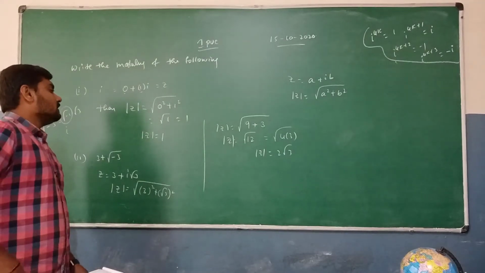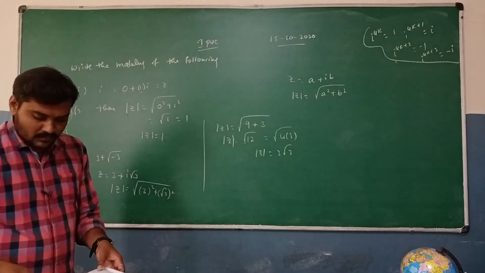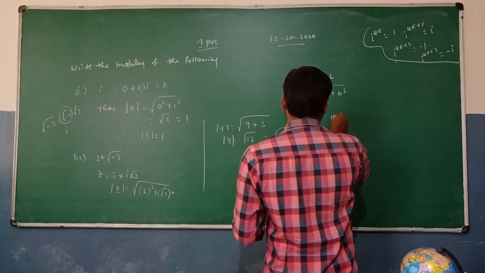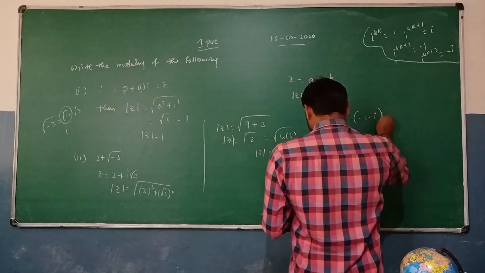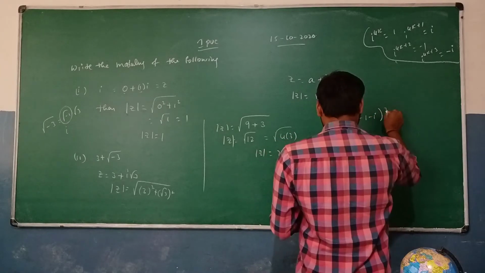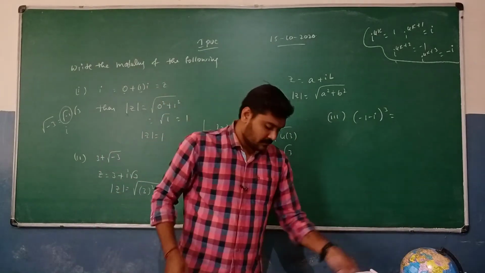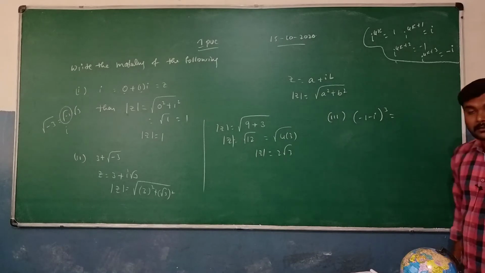So then the next question, which is the third one, is minus 1 minus i whole cube. So that's going to be expressed in the form of, look, which formula is there now? There is the formula for minus 1 minus i whole cube.